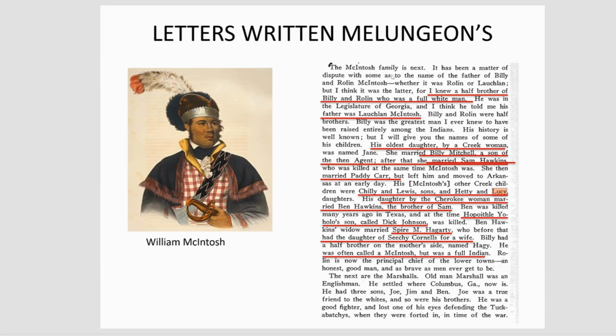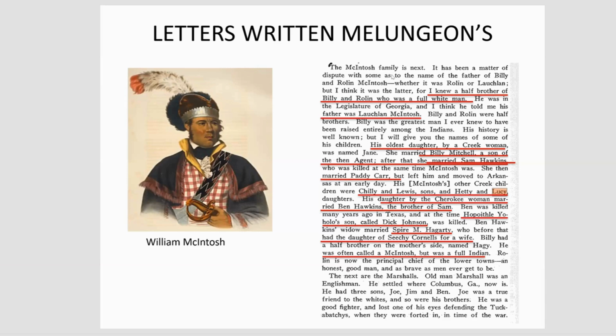His oldest daughter by a Creek woman was named Jane. She married Billy Mitchell, a son of the then agent. After that, she married Sam Hawkins, who was killed at the same time McIntosh was. She then married Hetty Carr. So now we have this Indian woman who married Billy Mitchell, Sam Hawkins, Hetty Carr. And you could be a descendant of her through any of these three names.